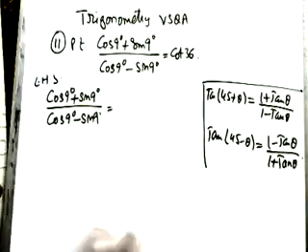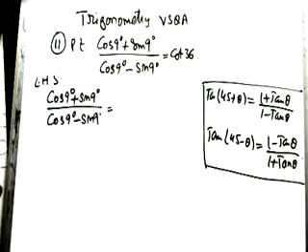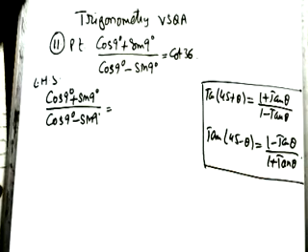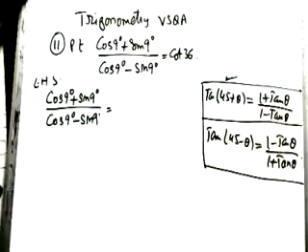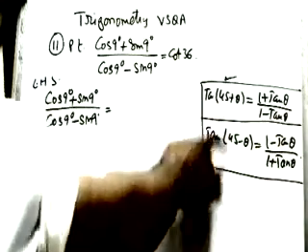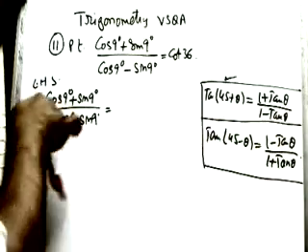There is a formula. tan(45 plus theta) is (1 plus tan theta) by (1 minus tan theta), and tan(45 minus theta) is (1 minus tan theta) by (1 plus tan theta). You must learn these formulas by heart. These are also useful in derivatives; you have to use these formulas there as well.